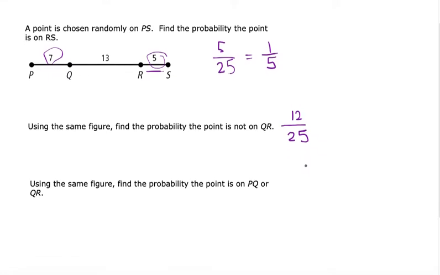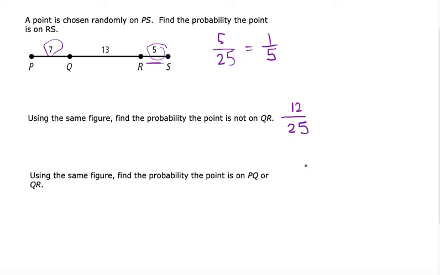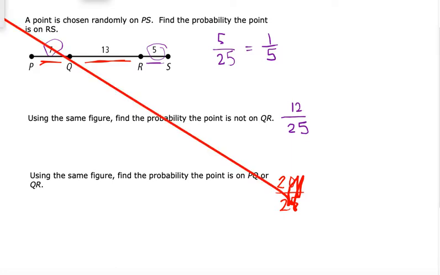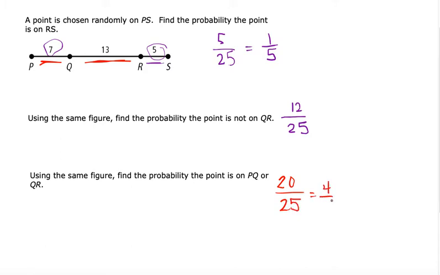Using the same figure, find the probability that the point is on PQ or QR. Okay. So now we have PQ or QR. So we need 7 plus 13, or 20, and it's still over the total number on there of 25. There. So where was I? 20 over 25. Or 4/5, or 80%, or 0.8, however you want to write it.